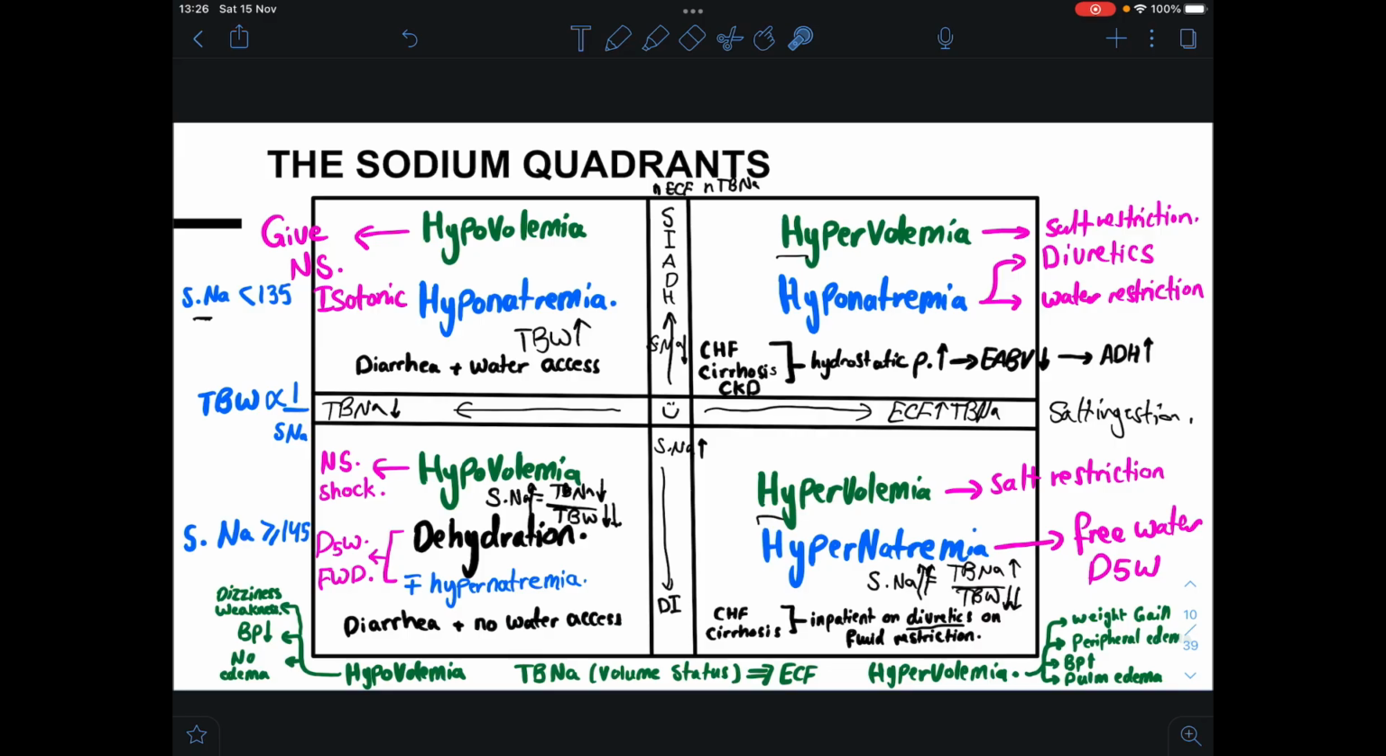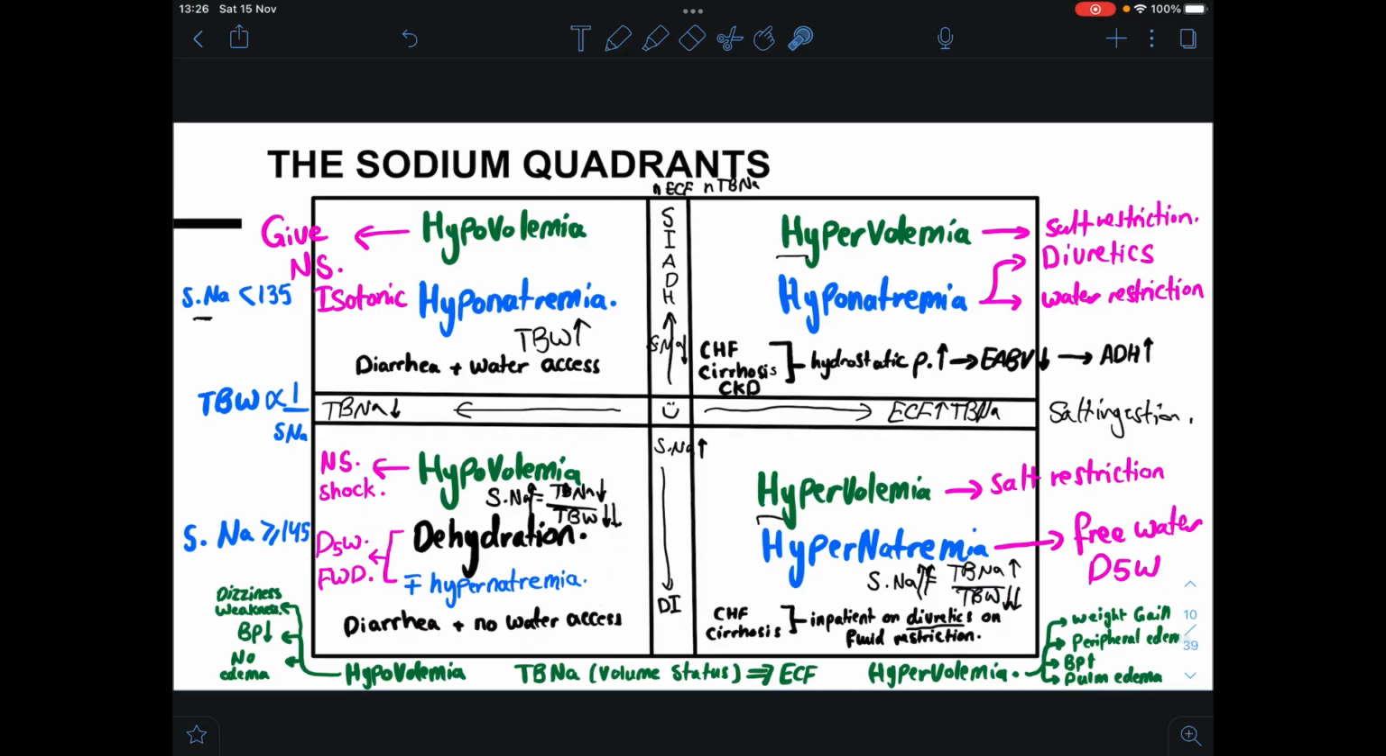hypervolemia with hyponatremia. There's also a condition with euvolemia and hyponatremia, which is the syndrome of inappropriate antidiuretic hormone. These patients have inappropriately high levels of antidiuretic hormone, leading to reabsorption of free water and an increase in total body water and decreased serum sodium. So this is euvolemic.